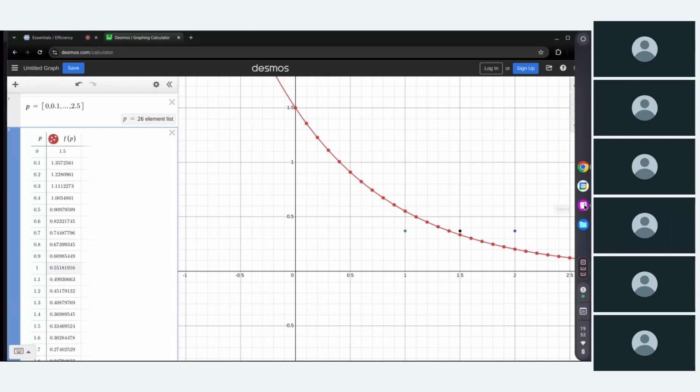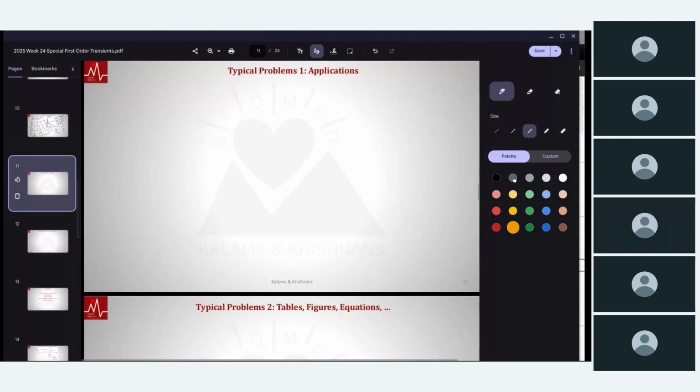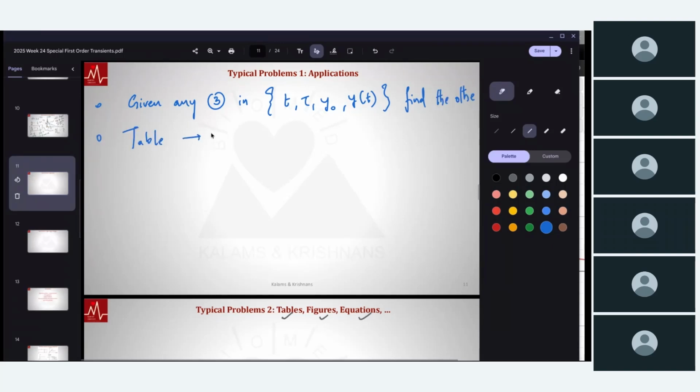There's one more way they can slightly change the question. Typically they can give you data in table format, figure format, or equation format. Or, given any three, find the other: given t in this set, tau, y naught, find y of t in the other. This is possible. They can give you a table with, let's say, 37% remaining, or a 63% decrease. You can get the time constant from there.